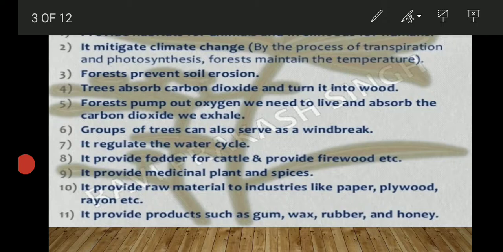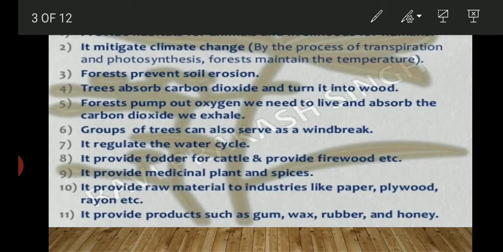Forests pump out the oxygen we need to live and absorb the carbon dioxide we exhale. This means they maintain the balance of gases. They maintain the natural balance of carbon dioxide and oxygen in the atmosphere by using up carbon dioxide and releasing oxygen during photosynthesis. In this way, forests purify the air and serve as green lungs in nature.